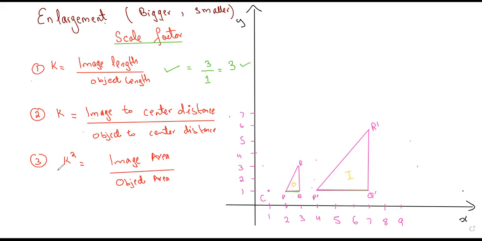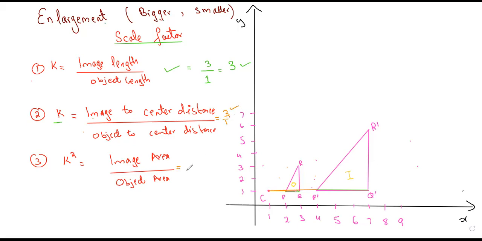Let's try doing the same thing using the second formula. Image to center distance. All right. So let's say I pick up P. So from center to P, I have 1 unit. And then from center to P dash, I have 3 units. Again, it is going to be 3 over 1, and that would give me 3.